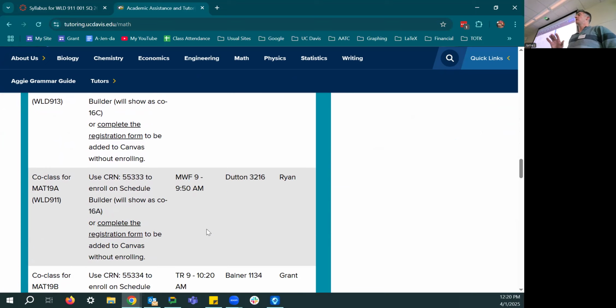So here's the issue your advisor might have encountered. Unfortunately, because of some stuff like 20 years ago, all of these co-classes that you've enrolled in or not are titled 16A or 16B or 16C, unless you're doing the 21 series. But all the 19 co-classes and all the 17 co-classes, the title on them in the class search tool is 16. So they might just not have realized that this wasn't the right one for that.